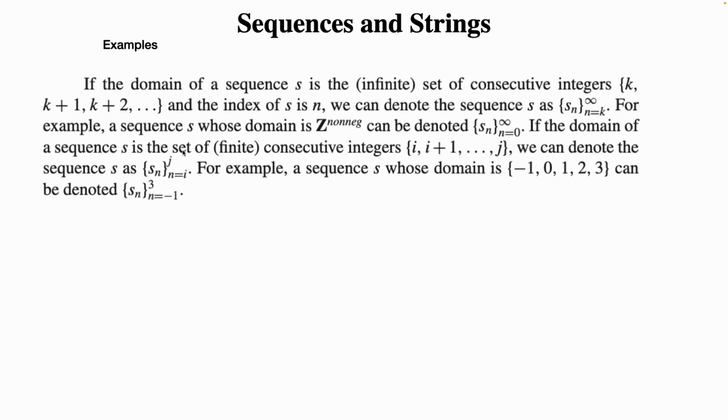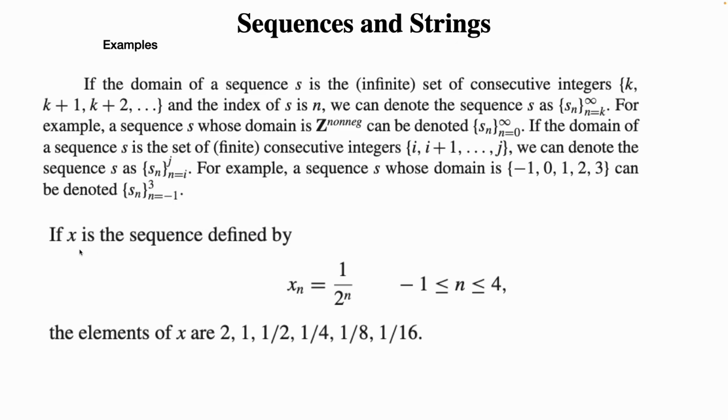If the domain of the sequence is a finite set, say i, i plus 1 up to j, so you have a starting integer i and an ending integer j and everything in between, then your sequence representation would be Sn, n equals i to j. So for example, the domain -1, 0, 1, 2, 3 can be denoted Sn, n equals -1 to 3.